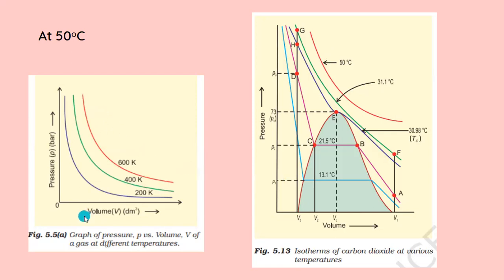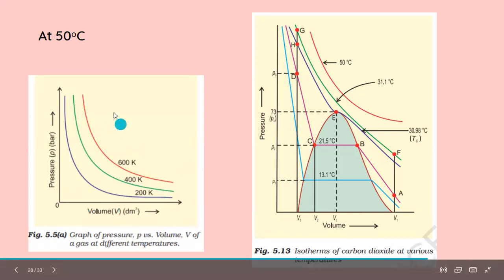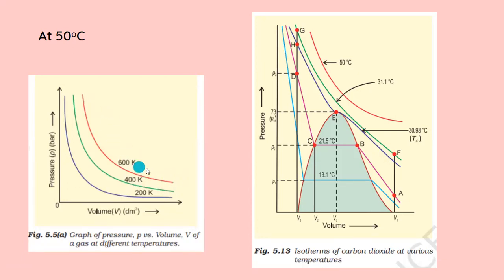And this is just a graph from Boyle's law that shows us the curve for the ideal gas. So it's quite similar. So carbon dioxide behaves like an ideal gas at 50 degrees Celsius.